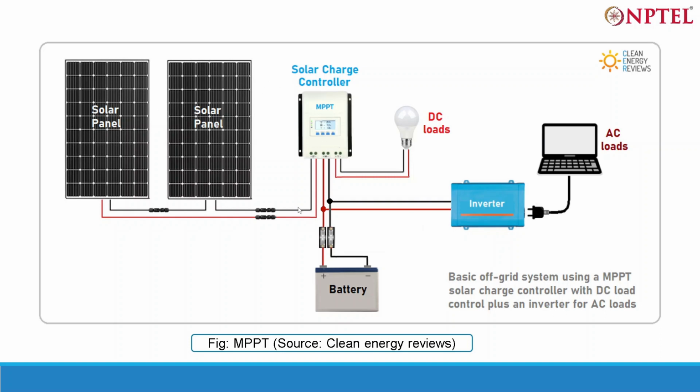So it acts as a controller, and it acts as the brain of this whole thing. All of these things are connected to this solar charge controller, which has MPPT. So this is what a basic diagram of a solar panel providing electricity to the household looks like.